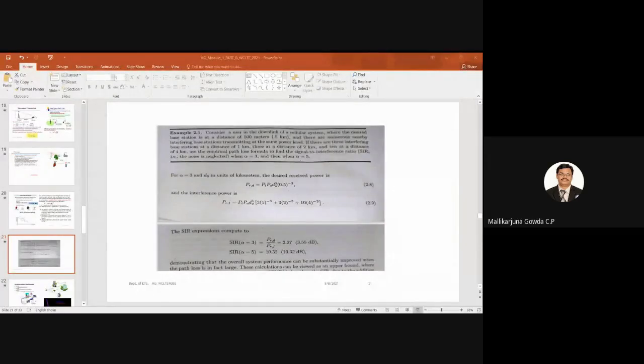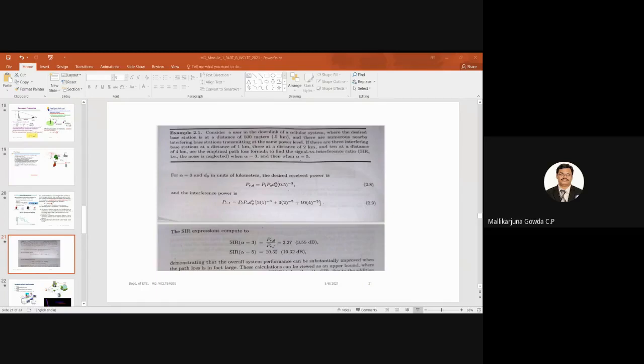Then I am also finding the interference power. For interference power also the formula is the same. Only I am finding it with how many interfering base stations there are at what distance. That is why it is written here. So there are 3 interfering base stations at a distance of 1 kilometer, then 3 interfering base stations at a distance of 2 kilometers, then 10 interfering base stations at a distance of 4 kilometers.